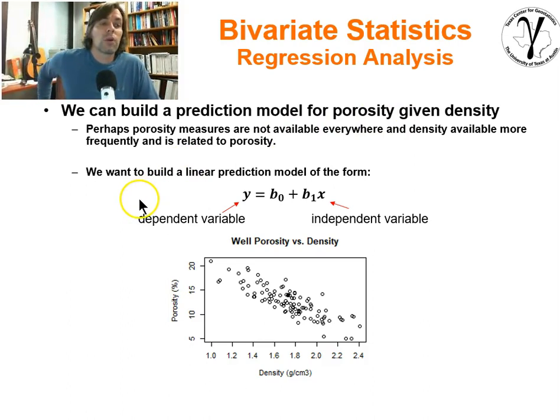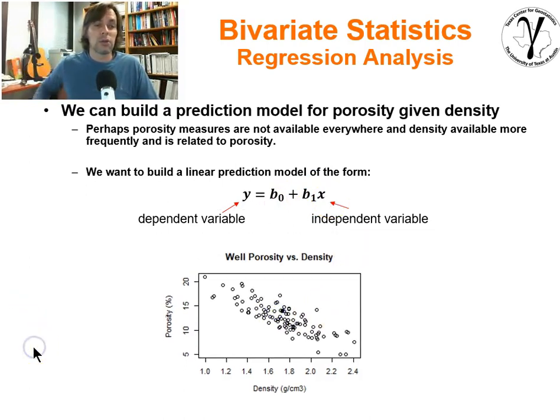So once again, we promised we'd deal with one feature and one response. So we're going to build a linear prediction model of the following form. The dependent variable, the response, is equal to an intercept, b naught, plus a slope multiplied by the feature. And so here's the data set that we're going to work with in order to try to demonstrate this approach. We have a number of data, probably on the order of about 100 or so, and we have density and porosity, and you can see a pretty good relationship between the two.